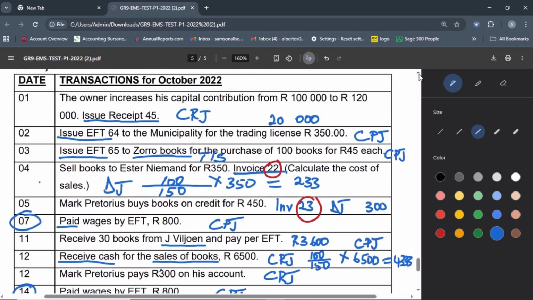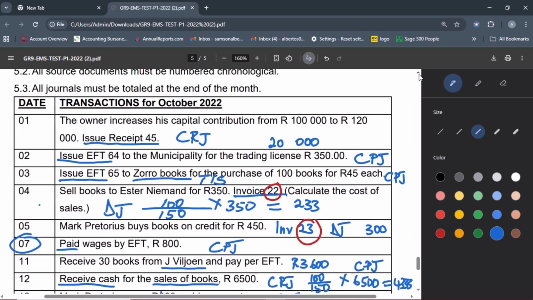For part A, I'm only interested in allocating these transactions in their specific journals. I'll do part B of the very same piece of work where I'll then record this transaction in their various journals. But for now, we have to end it here.